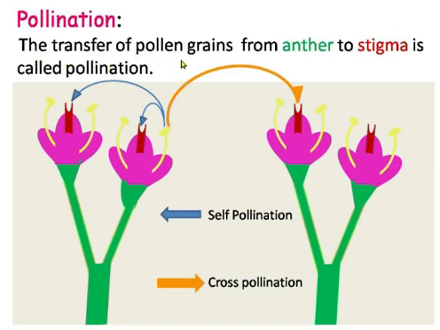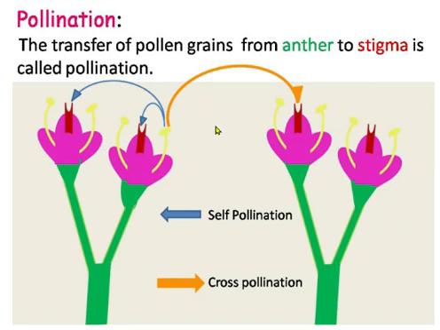Pollination is the transfer of pollen grains from anther to stigma. We have known that if we cut inside of an anther, we get small grains. They are called pollen grains. So inside the anther, there are ball-like structures called pollen grains. When the anther matures, it bursts out and the pollen grains come out. These pollen grains are then transferred to the stigma. This process of transferring the pollen grains from anther to stigma is called pollination.